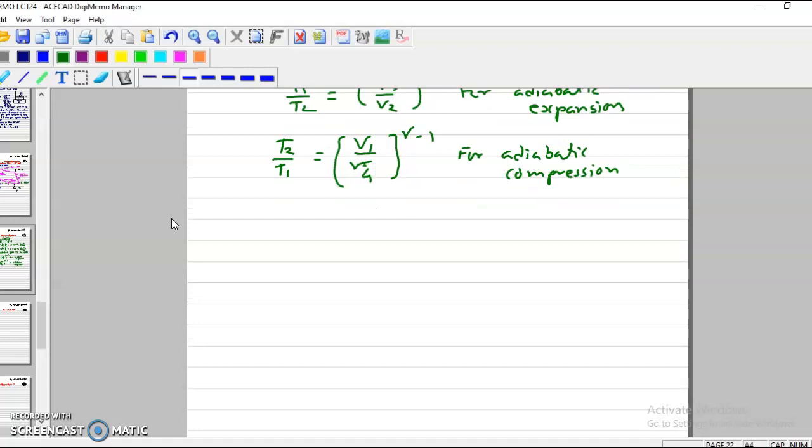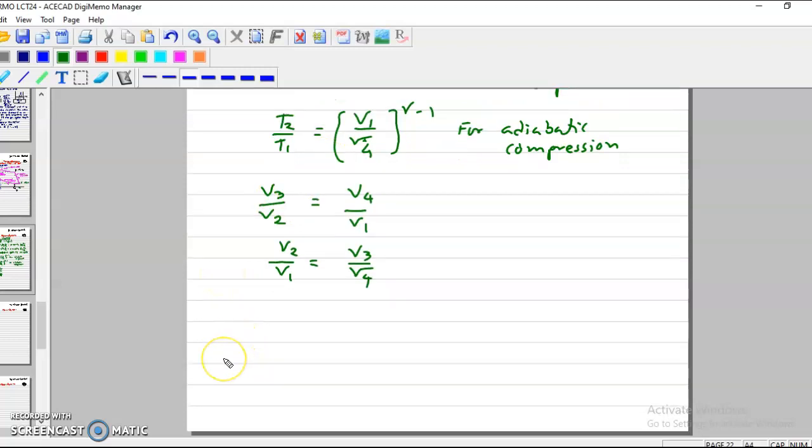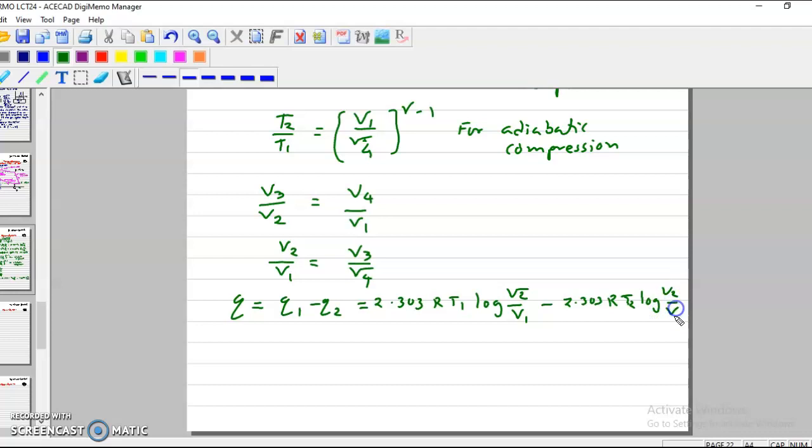Now V3 upon V2 is equal to V4 upon V1. Therefore, V2 upon V1 is equal to V3 upon V4. So we can substitute these relations in the above equation. Now we can write for the total heat absorbed, Q is equal to Q1 minus Q2 is equal to 2.303 RT1 log V2 upon V1 minus 2.303 RT2 log V2 upon V1. Instead of V3 upon V4, we can put V2 upon V1. Therefore, Q is equal to 2.303 R (T1 minus T2) log V2 upon V1. So this is the net heat absorbed during this process.